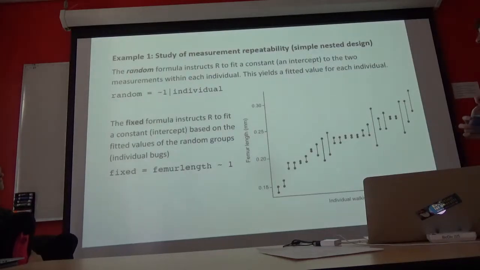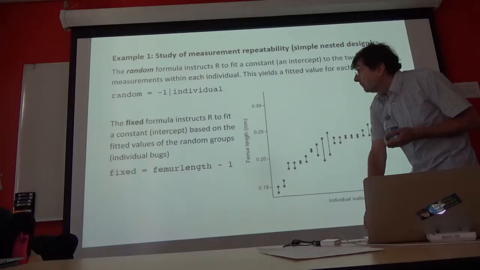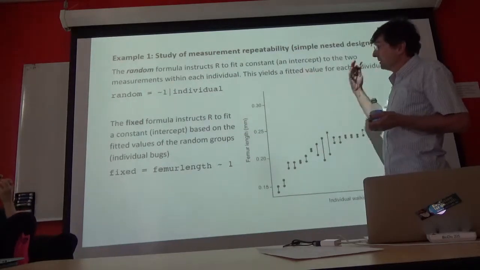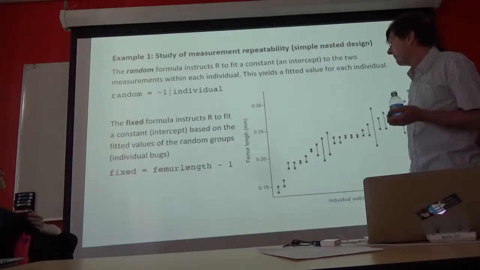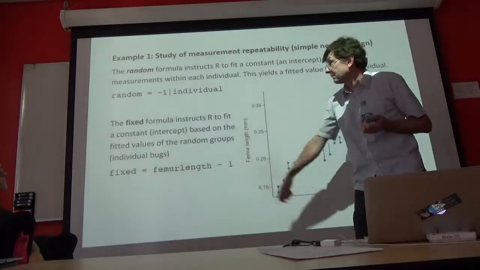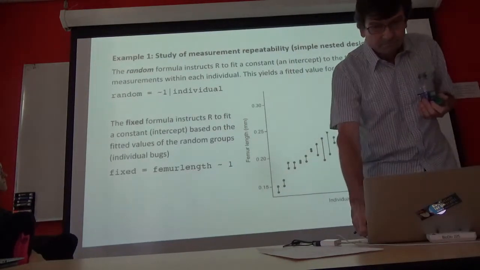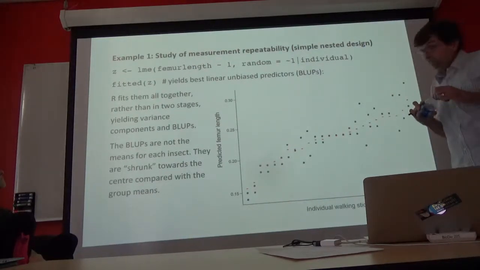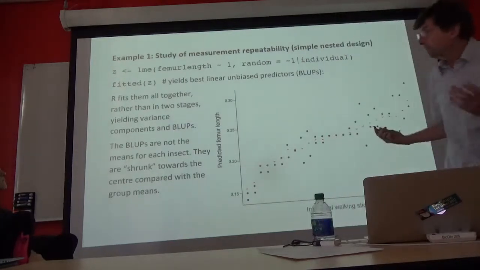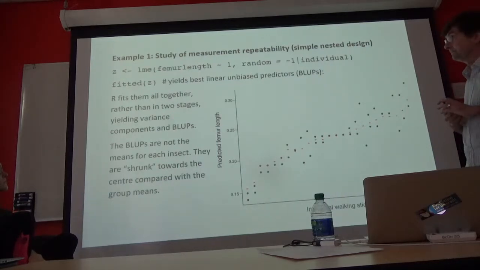The random part fits a constant to the two measurements within each individual, and it produces a fitted value for each individual. And it mostly does that so that it calculates the variance among individuals. And it's the variance components that are of greatest interest. And then there's the fixed part, which estimates the mean femur length in the population itself. So I gave the impression that there are two parts, there are two stages, R fits one, fits the other, but actually it analyzes it all together.